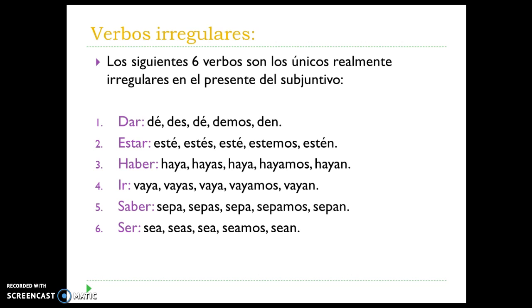Here are some of the irregular forms. These are the six verbs that are very irregular. We're going to look at some others, but these are the ones that are completely irregular: dar, estar, haber, ir, saber, and ser. You guys have the conjugations here. Please note in 1 and 2 that dar and estar do have accent marks in them, while the rest of them do not. Make sure to take note of that. Also note that the yo form and the él, ella, usted form is basically going to be the same in all of these, and how you differentiate them is based on the context.